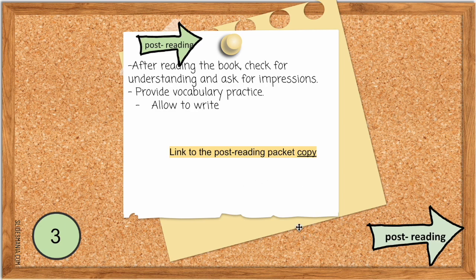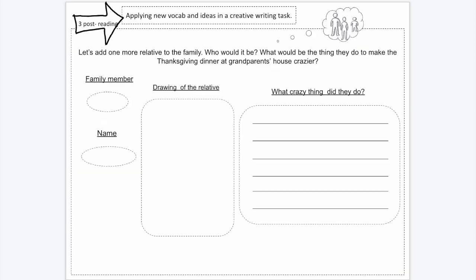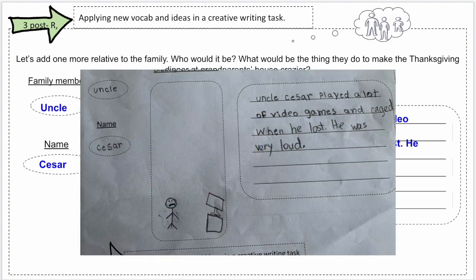And then in the post-reading work, I'm going to take you to my packet here. Nothing super fancy, but the first page allowed us to review the events and vocabulary in some closed activities or multiple choice. We also talked about what each of the relatives did because it was one of my language objectives. I wanted them to describe what each relative did based on the illustrations in the book. Then I offered them this little creative writing prompt. I asked them to think of another family member that could be at that Thanksgiving dinner, and my students came up with Uncle Cesar. This is what they wrote.